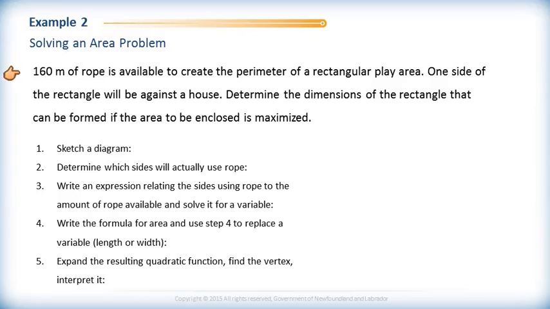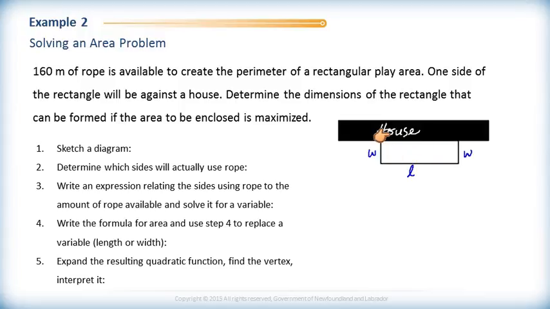We need to think about that idea as we're solving a problem like this involving area. 160 meters of rope is available to create the perimeter of a rectangular play area. One side of the rectangle would be against the house. Determine the dimensions of the rectangle that can be formed if the area to be enclosed is maximized. Step 1, sketch a diagram. So my play area is adjacent to a house. Decide which sides will actually use rope. Well, that would be this side, and this side. We don't need to include this side here because the house is forming one side.